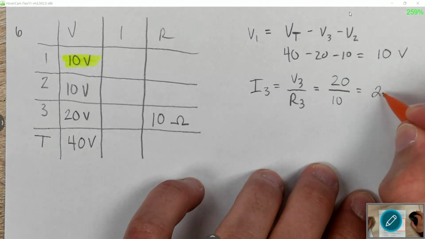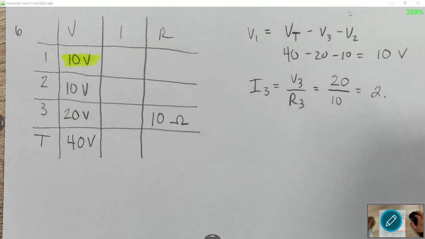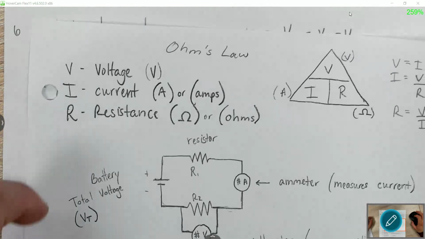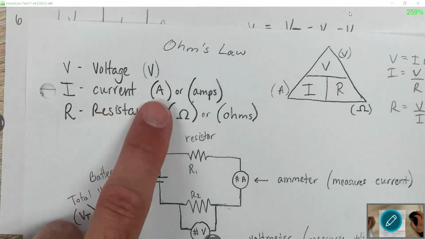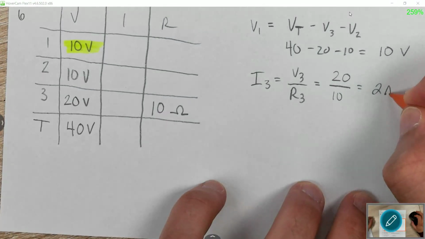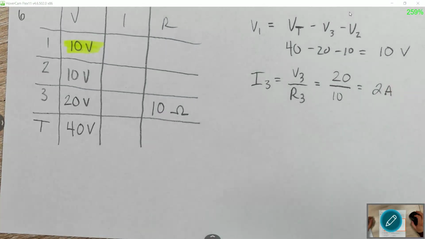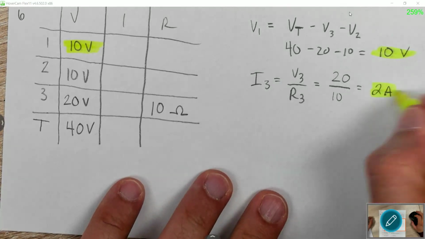Yes, correct, 2. All right, now what's the unit for current? It's on this paper, your notes. Current is capital I is the symbol for it, but what is the unit? A, amps. 2 amps. All right, so we found that.